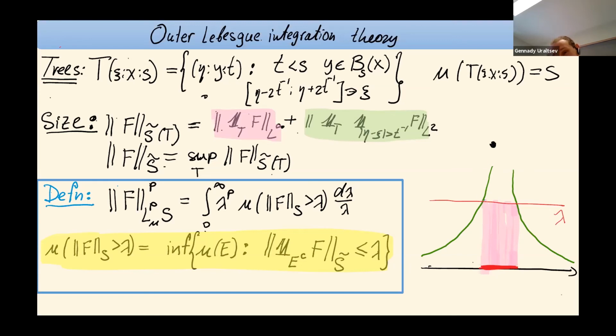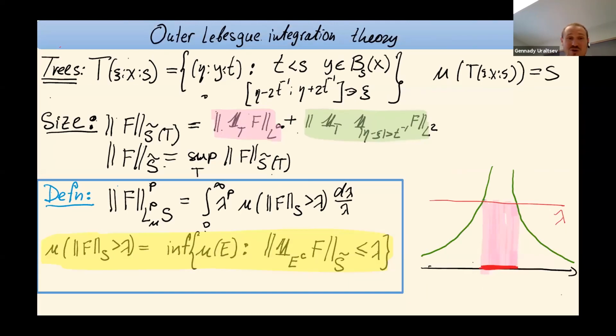Well, you do the following. Imagine that you have this green function on R, so a classical function. You want to understand what is the super level set with respect to lambda. You fix lambda, you want to see what is the measure of the set where the function is larger than lambda. You can characterize it as being the measure of the smallest set that you have to throw away, the smallest set onto whose complement you can restrict the function f and obtain a function that is in L infinity smaller than lambda. So this is actually the crucial change in the definition that allows defining the outer measure Lebesgue spaces.